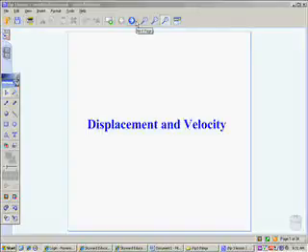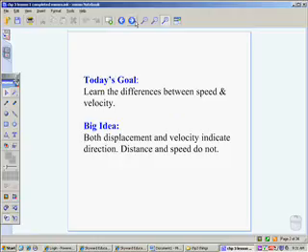Displacement and velocity. Today's goal is to learn the differences between speed and velocity, and also the difference between distance and displacement. The big idea here is that both displacement and velocity indicate a direction of motion, whereas the words distance and speed do not. Oftentimes in the English language we use velocity and speed as synonyms, but in physics they are slightly different. Velocity has the extra information of direction.